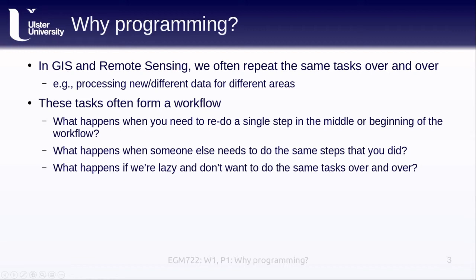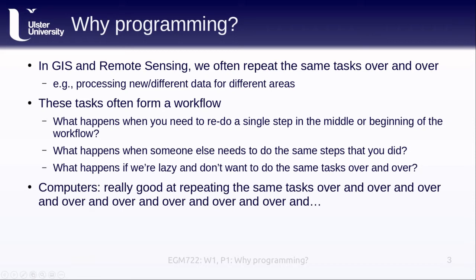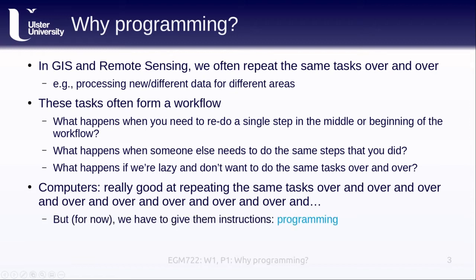What happens if we're lazy and we don't want to do the same tasks over and over again? Well, it turns out that computers are really, really good at repeating the same tasks over and over again. But for now, we have to actually give them instructions to get them to do those tasks. And that process of giving computers instructions in order for them to do tasks over and over again is something that we call programming.